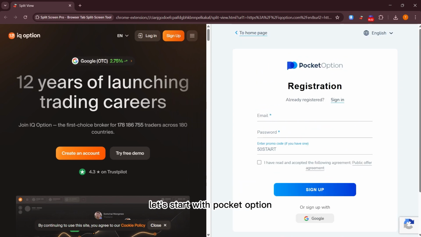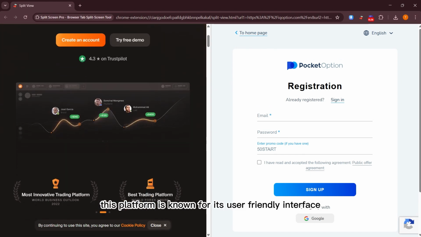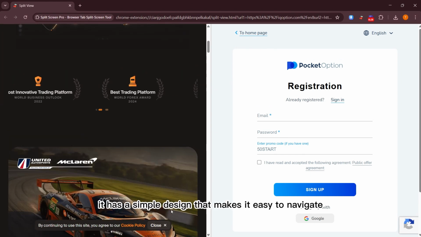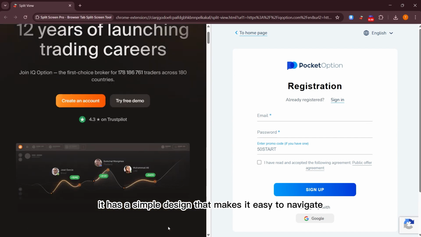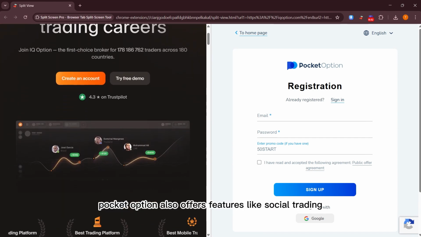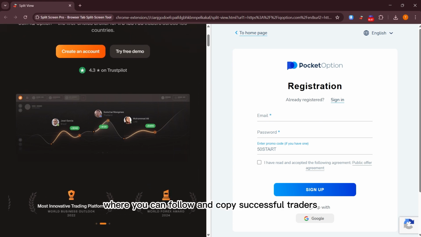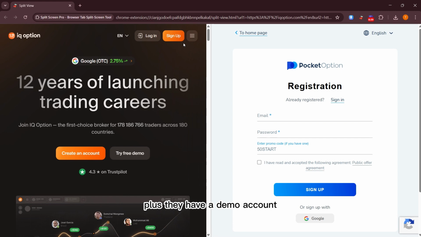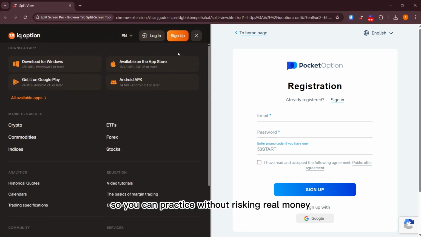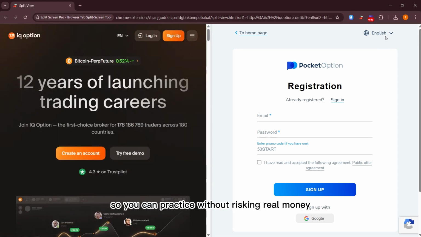Let's start with Pocket Option. This platform is known for its user friendly interface. It has a simple design that makes it easy to navigate. Pocket Option also offers features like social trading, where you can follow and copy successful traders. Plus, they have a demo account so you can practice without risking real money.